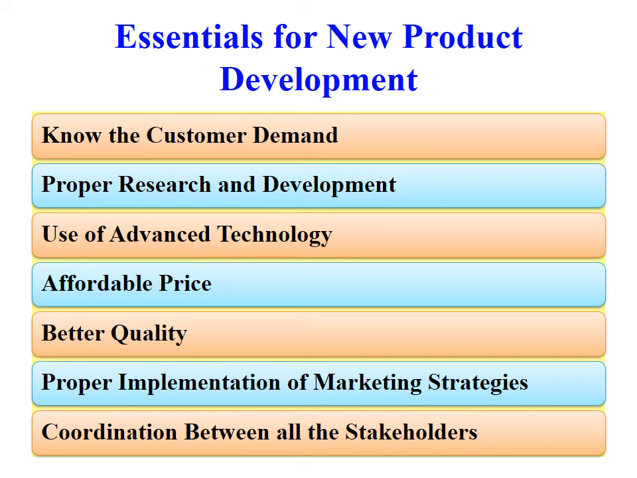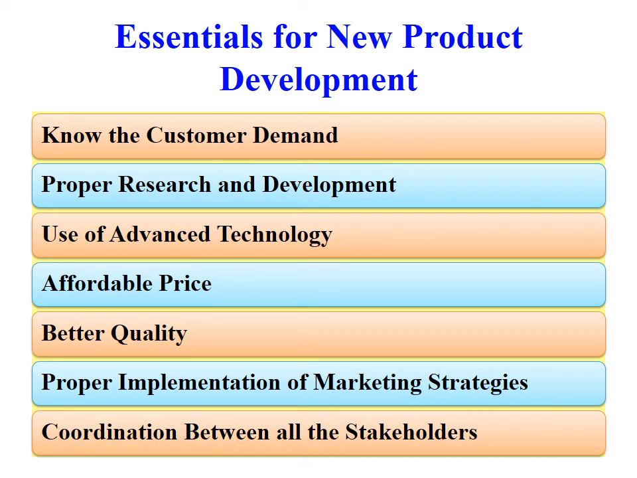Then the use of technology, as we have also earlier discussed with the example of Nokia, that the new product should always use advanced and better technology. Then is affordable price. It means the price should be affordable to the customer. It means the price should be that which the customers are willing to pay.